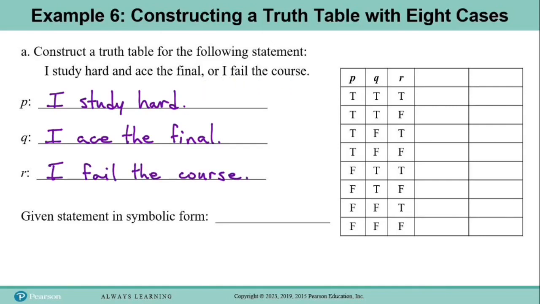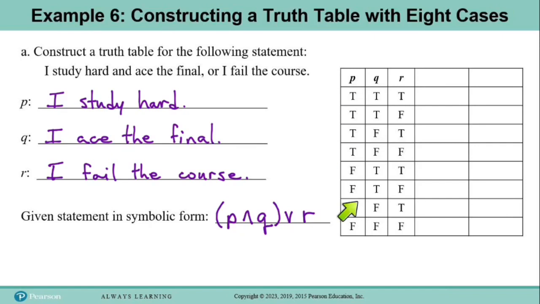Now the way it's given here, I study hard and ace the final, in symbolic form would be P and Q. And then we've got a comma which separates the or I fail the course from the rest. So the comma indicates that these two parts go together. So we'll go ahead and put them in parentheses. Then we've got the word or, so we'll put an or symbol here. Or I fail the course, so that's statement R. So we've got parentheses P and Q or R.